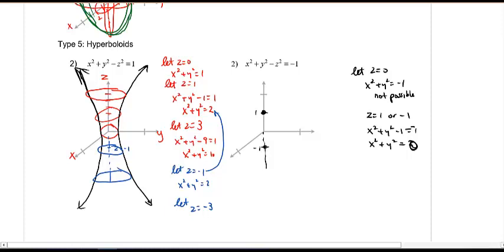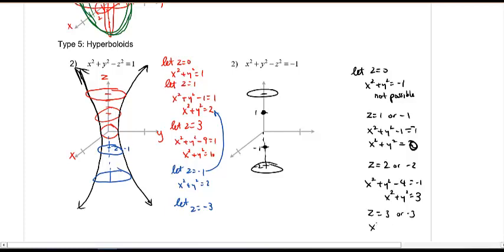And then, of course, let's try something else. Let's try z equals, I'm going to say 2, sure, 2 or negative 2. x squared plus y squared minus 4 equals negative 1. Now we get those circles that we were graphing out earlier. So at 2, you have a circle. At negative 2, you have a circle. And if I tried one more, let's say z equals 3 or negative 3, you get 8. So yeah, here we go again.